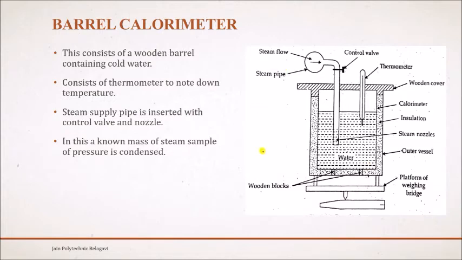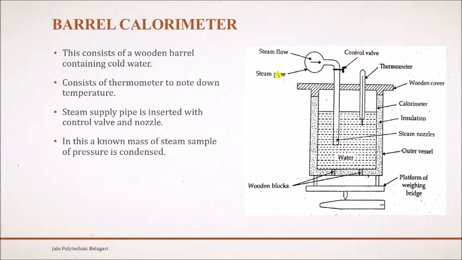So you can see on the right side, this is the barrel calorimeter. Here you can see there is a wooden shell outside, which is totally insulated, meaning no heat transfer takes place into and out of this system. Above that we have this wooden cover, placed above the insulated shell. And above this wooden cover there is a provision so that a thermometer is inserted to measure the temperature. And also we have this main steam pipe, the pipe through which the steam is flowed into the water.